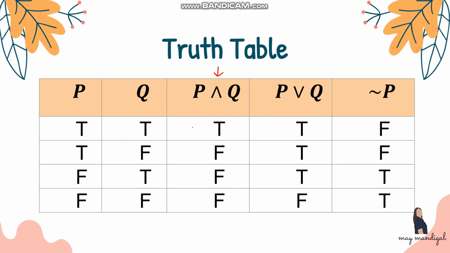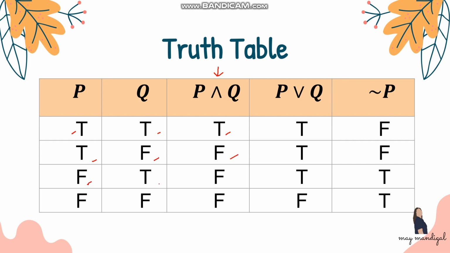So remember, for the conjunction to be true, both P and Q must be true. Here we have true and true. That's why the conjunction P and Q is true. Then for this one, we have true and false. Since they are different, that means the conjunction is false. Same as with the third one.